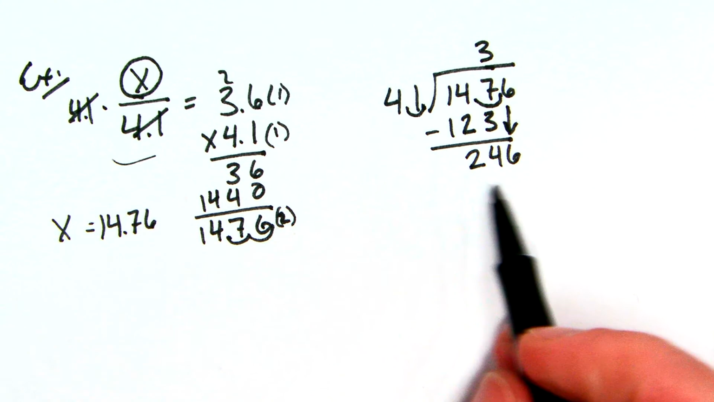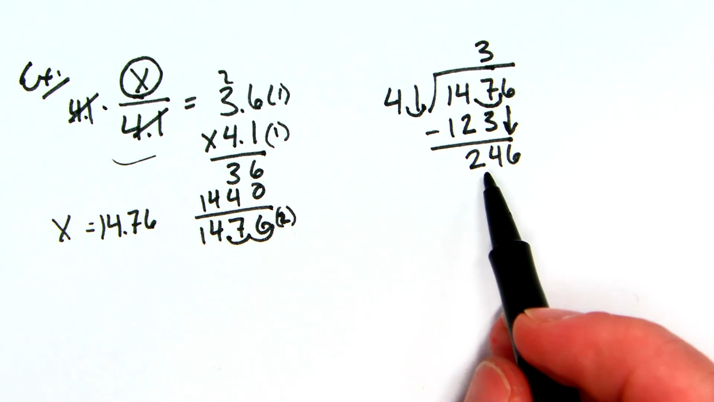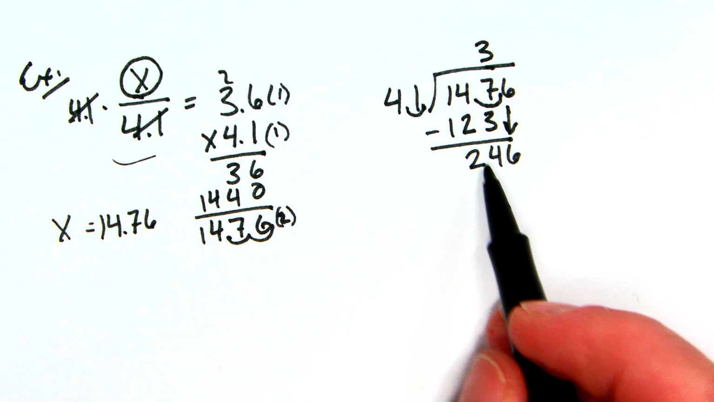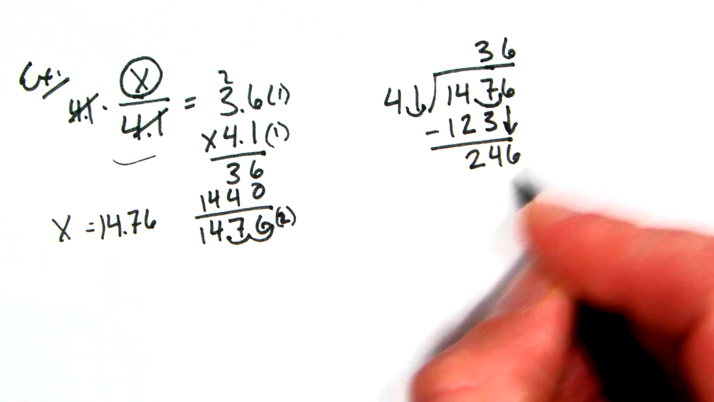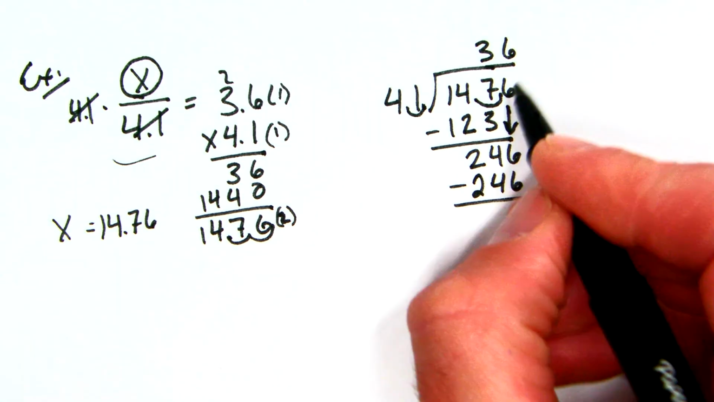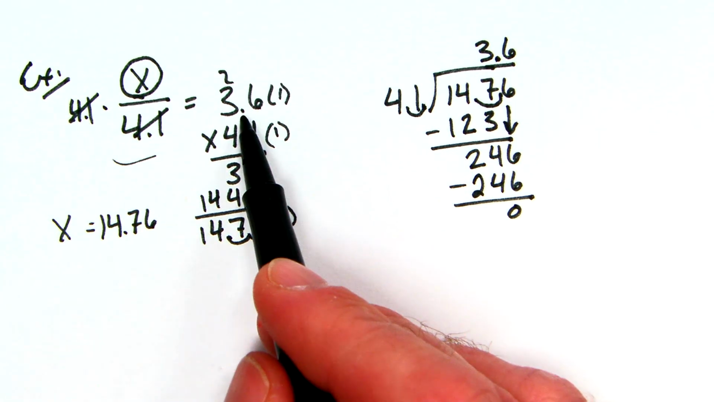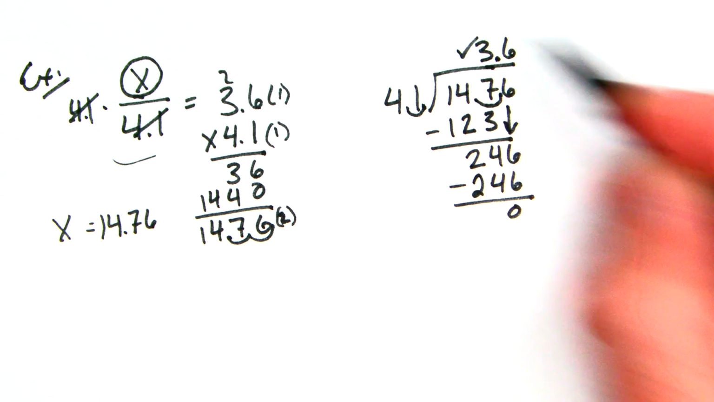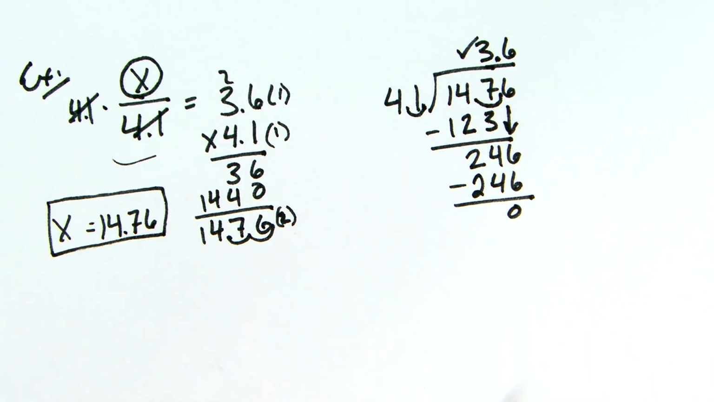Now, how many times will 41 go into 246? Well, 40 goes into 246 about 6 times, so I bet it's 6 times. So that's 246, difference of 0. Bring up our decimal point. So we got 3 and 6 tenths and 3 and 6 tenths. Looks like we're ready to go. So x equals 14 and 76 hundredths.